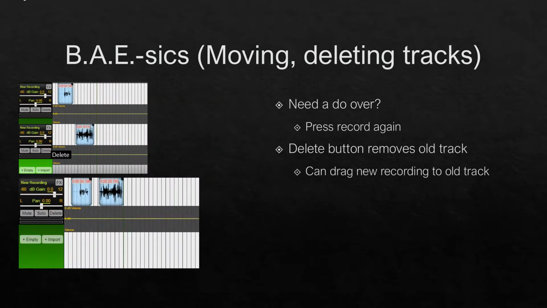One of the advantages of recording software like BAE is that if we make a mistake while recording, we can also try again. If, while recording in BAE, you decide you want to try again at recording, simply stop the recording and press the record button again. You can always click on the old track and press the delete button to remove the old track. You can even drag your new recording into the old track if you want to add a new recording onto the same track as the old recording.